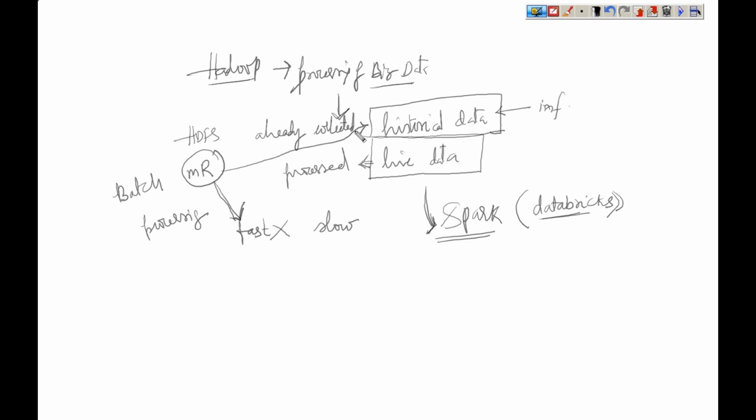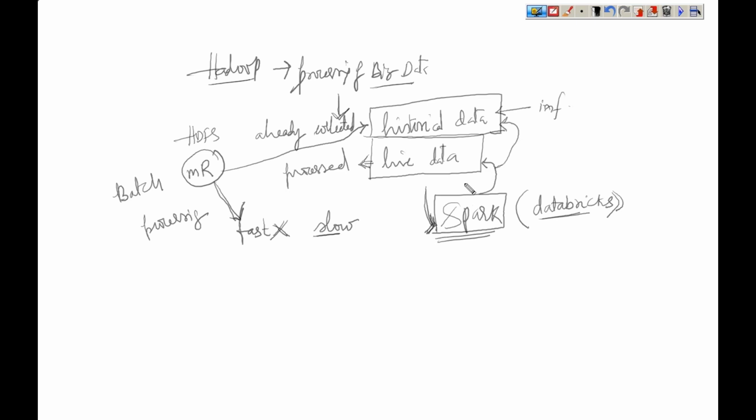So to overcome the limitations of MapReduce, what are the limitations? Here we are seeing only one limitation: it is not fast, it is slow. It is good at processing historical data, but is not recommended for live data processing. So to overcome these limitations, they came up with a component called Spark. The purpose of Spark is to process live data as well as historical data.